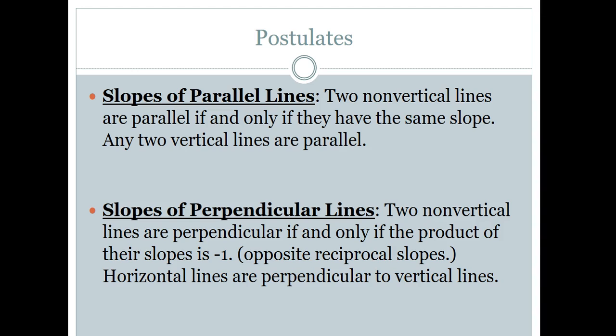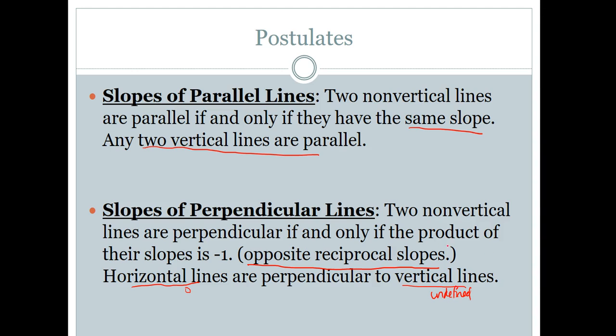Alright, so a couple postulates. Slopes of parallel lines: parallel lines have the same slope. So obviously then vertical lines are parallel to each other because they're undefined slopes. Slopes for perpendicular lines: they are opposite reciprocal slopes. So horizontal lines, which are 0, are perpendicular to vertical lines where they're undefined.